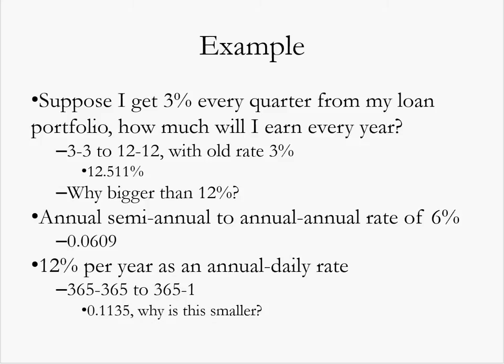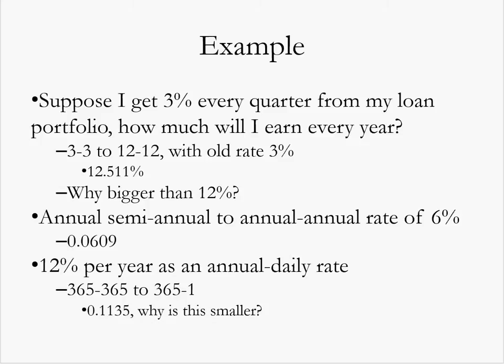Another example would be an annual rate compounded semi-annually to an annual rate compounded annually. Now this is significant in finance because corporate bonds, debt securities issued by governments and large corporations, typically pay interest payments every 6 months. So the natural compounding frequency for these types of financial securities is 6 months, but we might be interested in what our actual effective return would be over the course of a year.